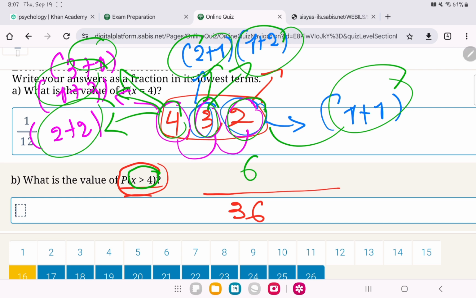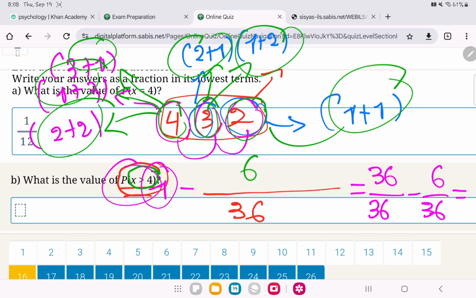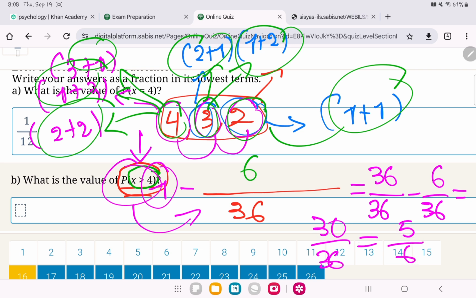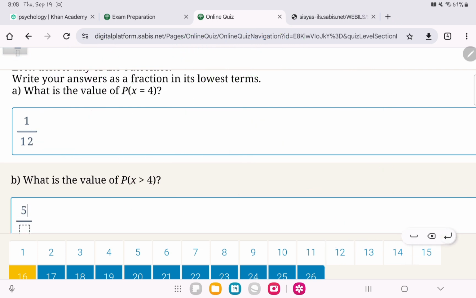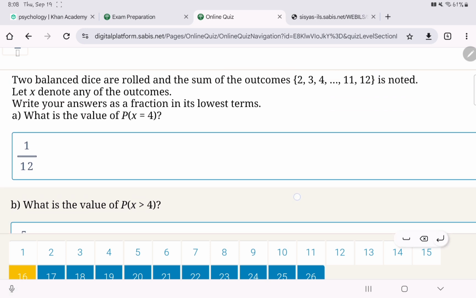Now this is the point. This is why we took the opposite. So we can do 1 minus 6 over 36, okay? Which will be then 36 over 36 minus 6 over 36. So we're doing the total number of possibilities minus the opposite of this possibility. So we can get this possibility, which will be then 30 over 36, and if you simplify it, it is 5 over 6.